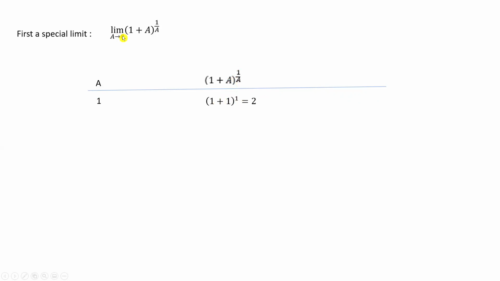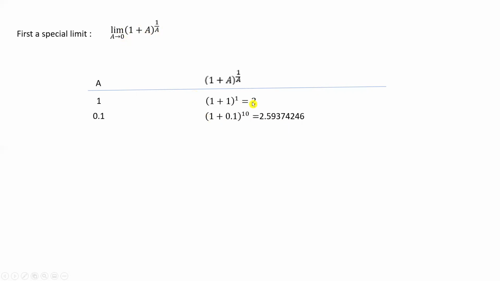Let's get closer to 0. So a number closer than 1 is 0.1. Plug that in: (1 plus 0.1) to the 1 over 0.1. 1 divided by 0.1 is 10. And when you take 1.1 to the 10, you get 2.59374246. And what are we doing? We're trying to see what this is approaching as we get closer and closer to 0.